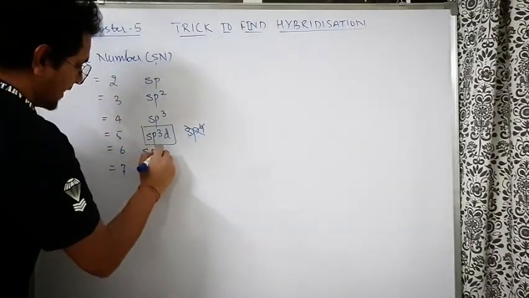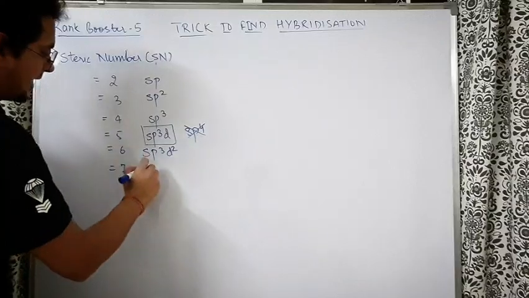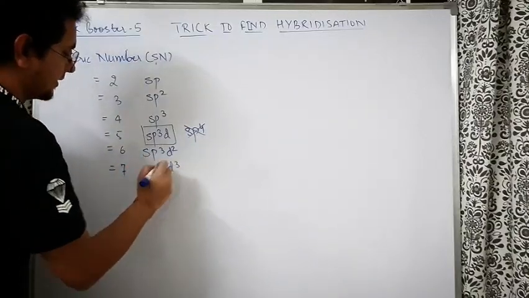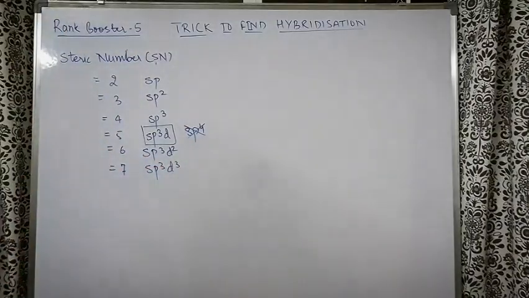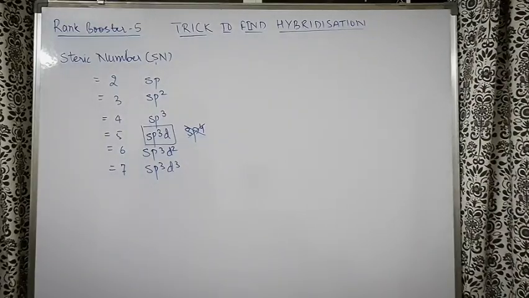6, sp3d2 and 7, sp3d3. I think that is pretty simple to understand here. So sp, sp2, sp3, sp3d, sp3d2 and sp3d3 are the different hybridizations corresponding to the steric number.